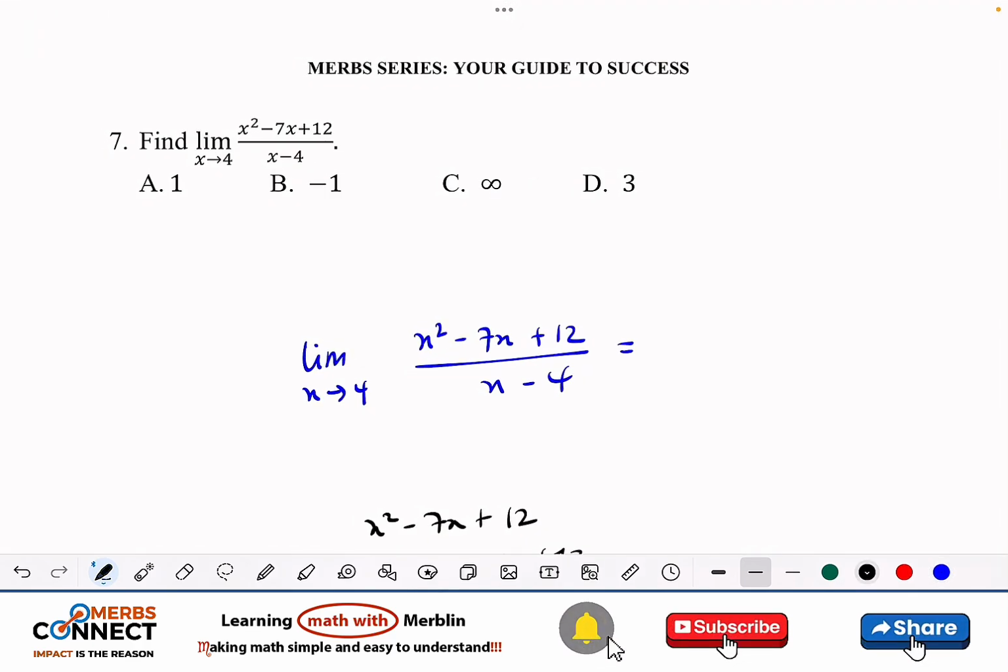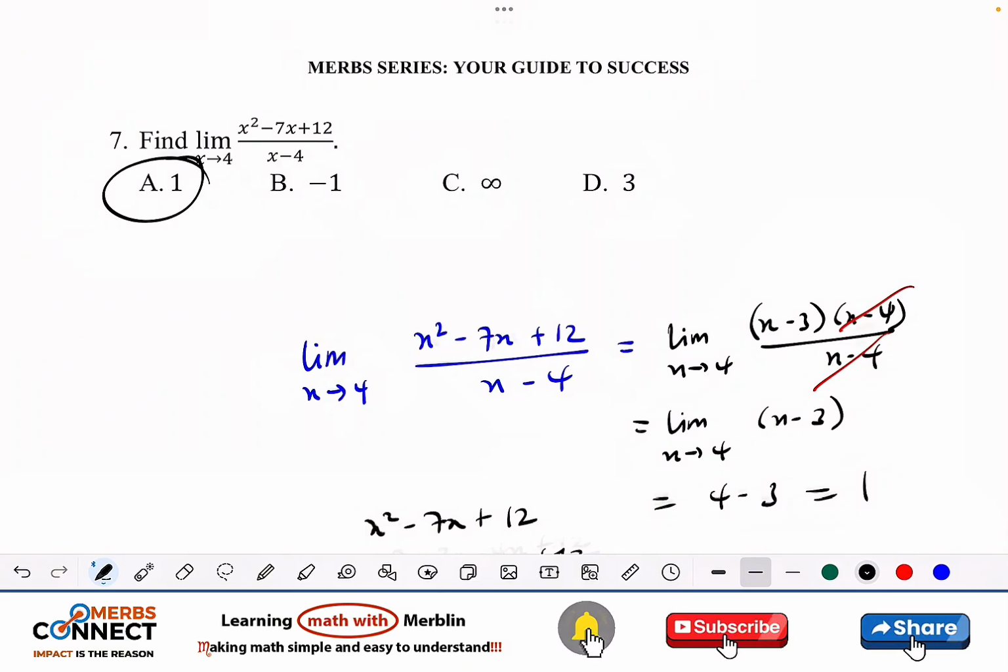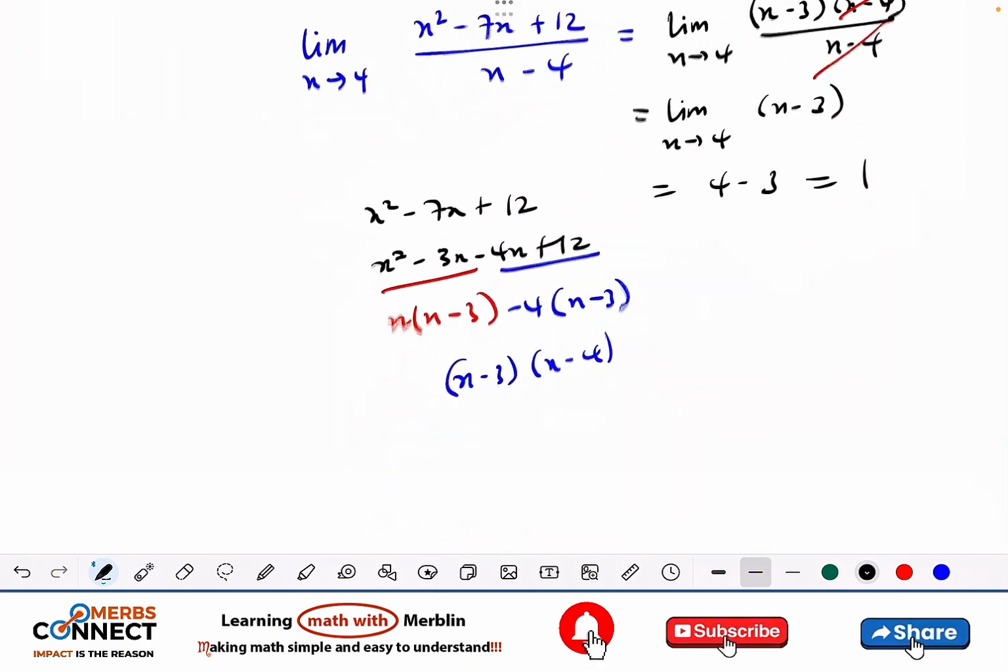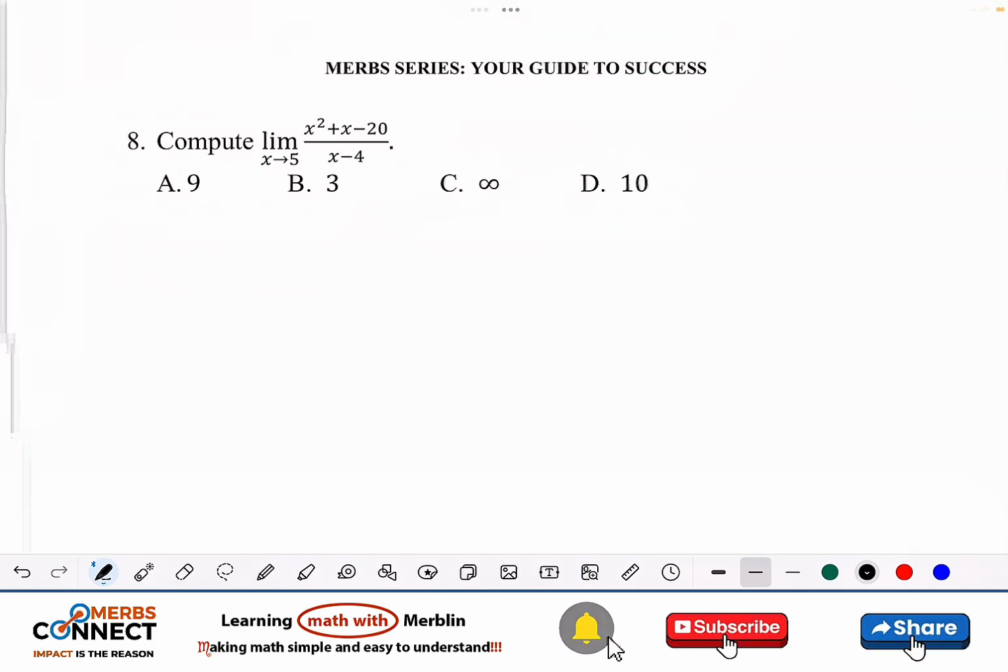So this is the same as limit x approaching 4, x minus 3, x minus 4 divided by x minus 4. Then the magic happens. This will cancel that. Limit x approaching 4, x minus 3. Plug in 4, 4 minus 3, and this is 1. So very simple, right? Good.